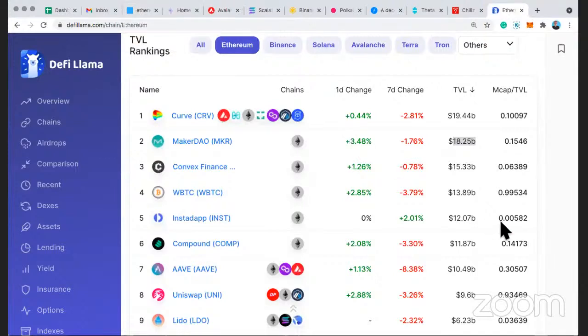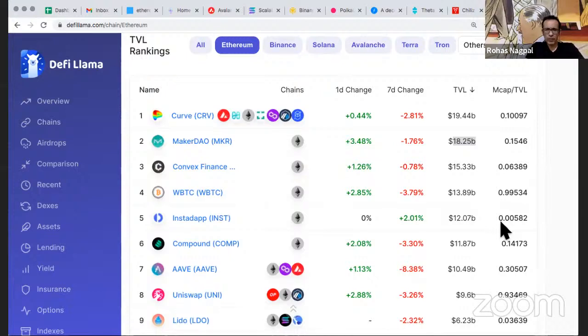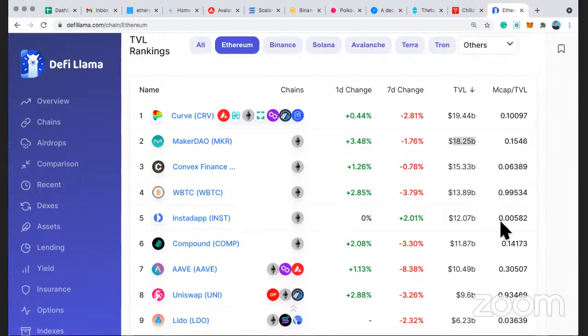So when we say total value locked, all these blockchains are essentially digital ledgers with transactions, with credits and debits. So when we extract value from these transactions, is it at the transaction level?